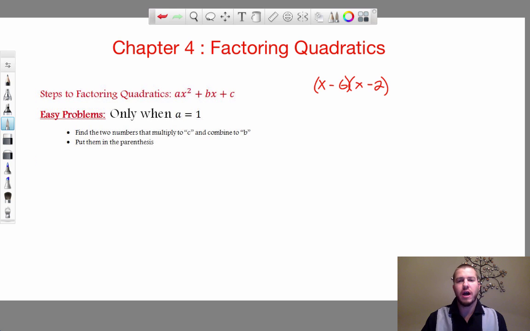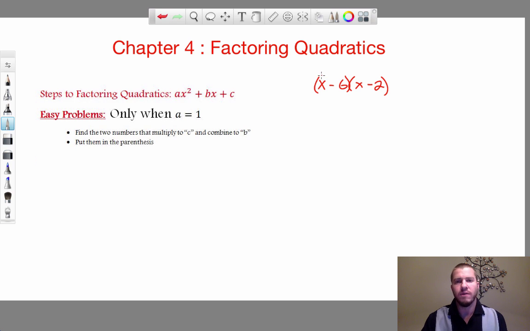So factoring quadratics is when you're factoring something, you're trying to find what multiplies to be that item. So what multiplies to be quadratics is two binomials, and it's basically the opposite of FOIL.